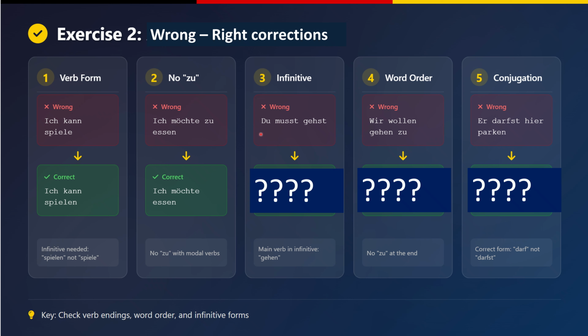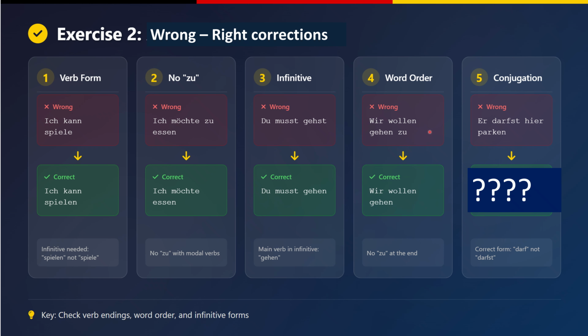Third example, Du musst gehst is wrong and the correct sentence would be Du musst gehen. Fourth example, Wir wollen gehen zu is wrong and the correct statement would be Wir wollen gehen. Again, we never use zu with modal verbs.